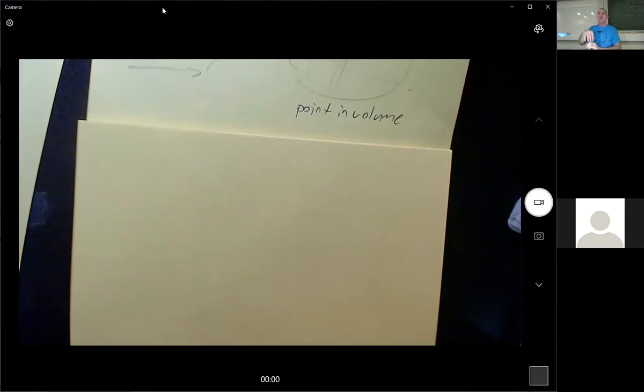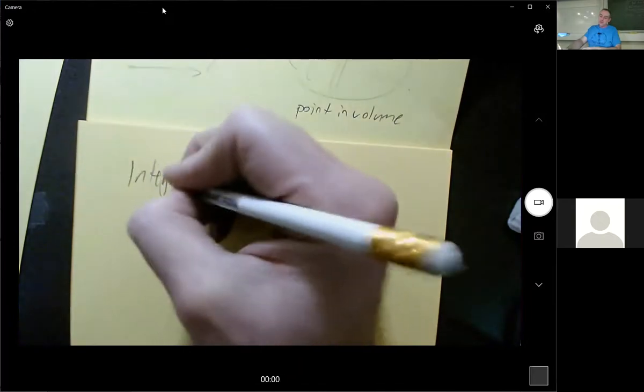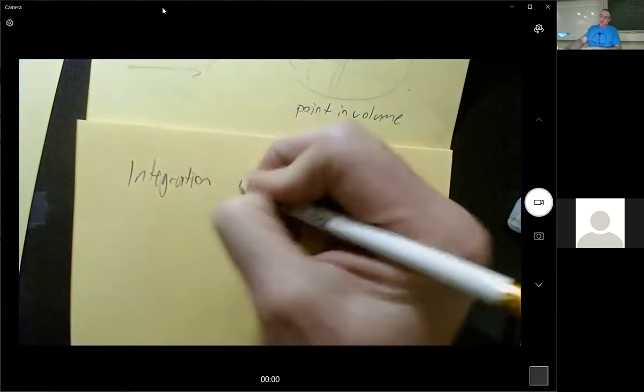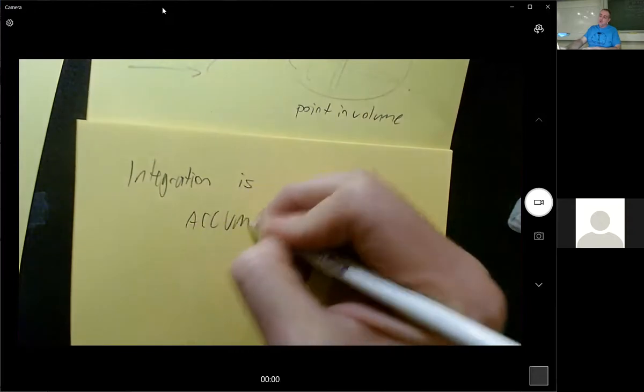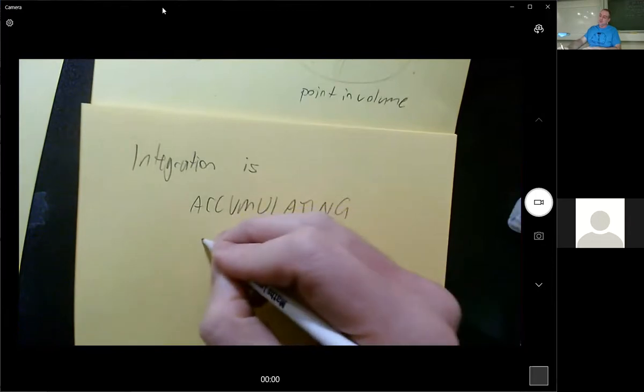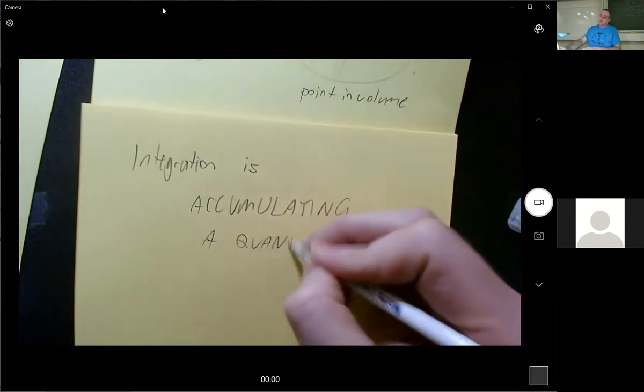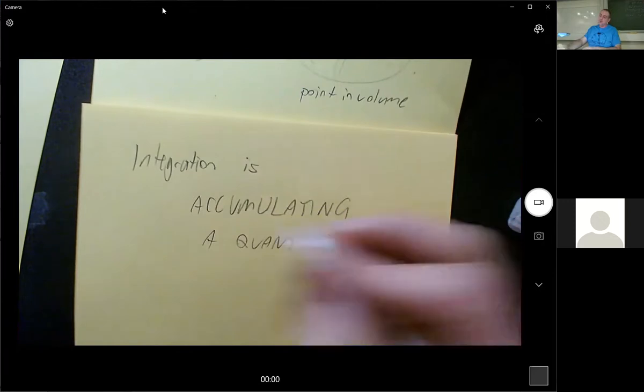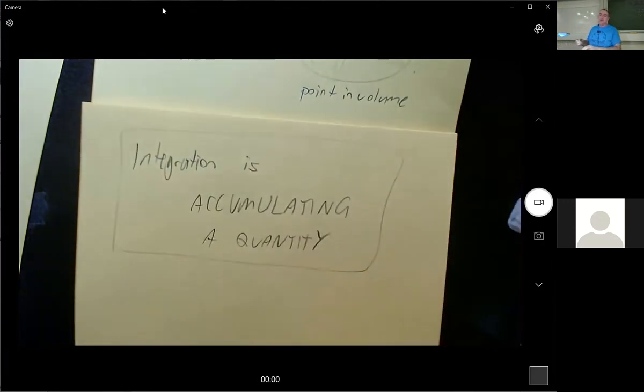So the second thing is that you need to think of what quantity it is that you are going to be accumulating across the object. So when you integrate, integration is accumulating a quantity. And when I mean accumulating, I mean doing a running total. You keep adding it up and you get more and more of the quantity as you cover more and more of the object.